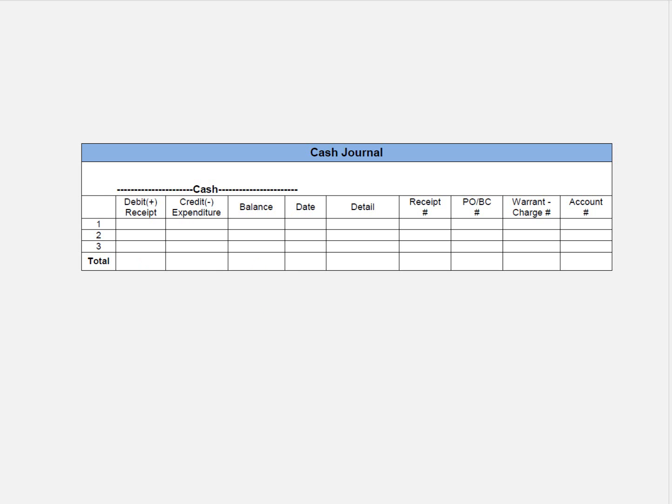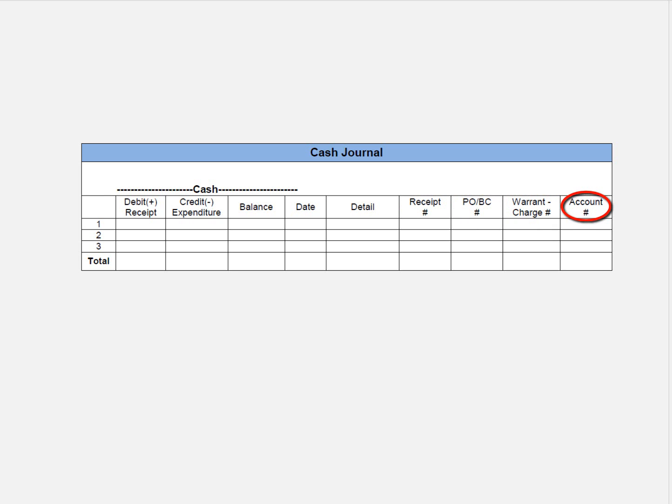Next to the cash columns, the date of the entry is recorded. The detail column refers to the source of the receipt or vendor name for the expenditure. You use the receipt number column to record the receipt number. And the POBC column is where you enter the purchase order or blanket certificate number for an expenditure entry. The warrant charge number column is used to record the warrant or charge number for expenditure entries.